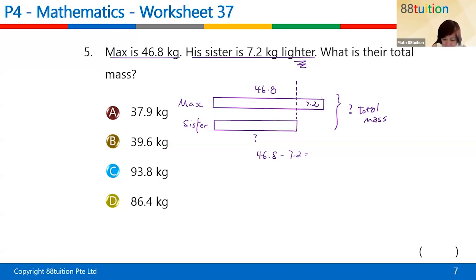Okay, so I continue from here. You have 46.8, minus 7.2 to find the sister's. The sister's will be 39.6. So this one I erase and then I put there 39.6 for the sister. Since you have both, then you have to add both the masses together. 46.8 and 39.6, that will give me 86.4 here.